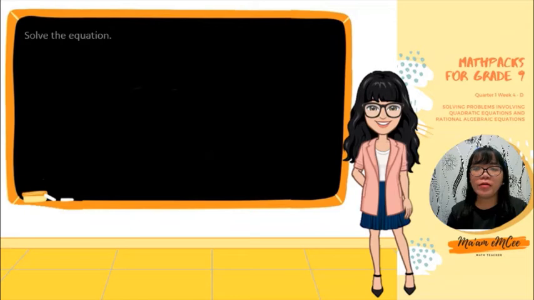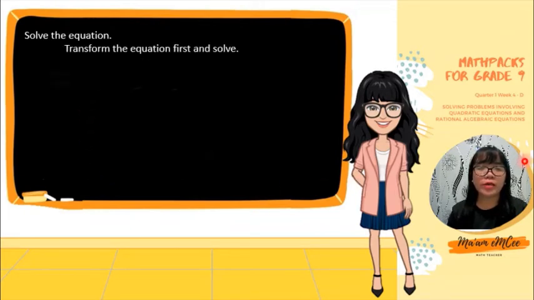Now, since we have already our working equation, we are now ready to solve for our equation. But then, our equation is still a rational algebraic equation. So there is a need for us to transform this one into a quadratic equation first.